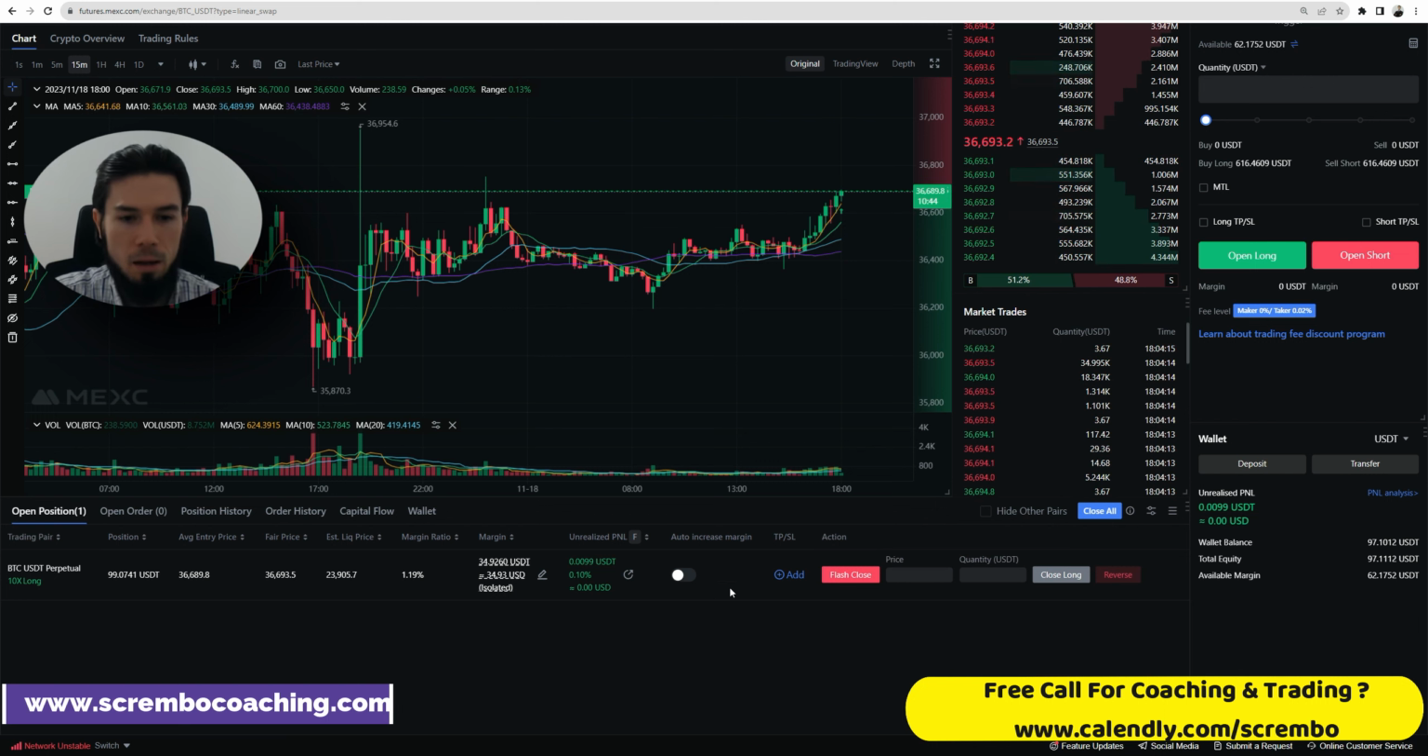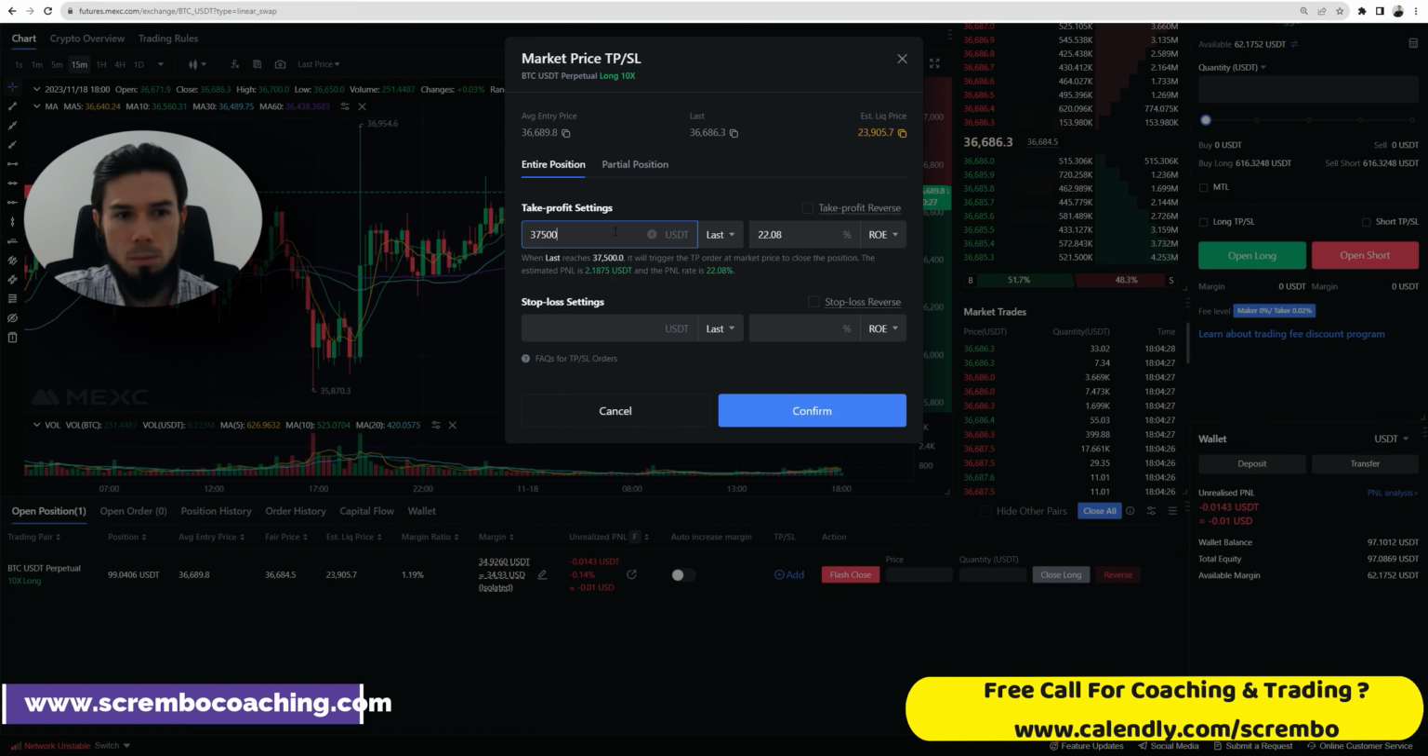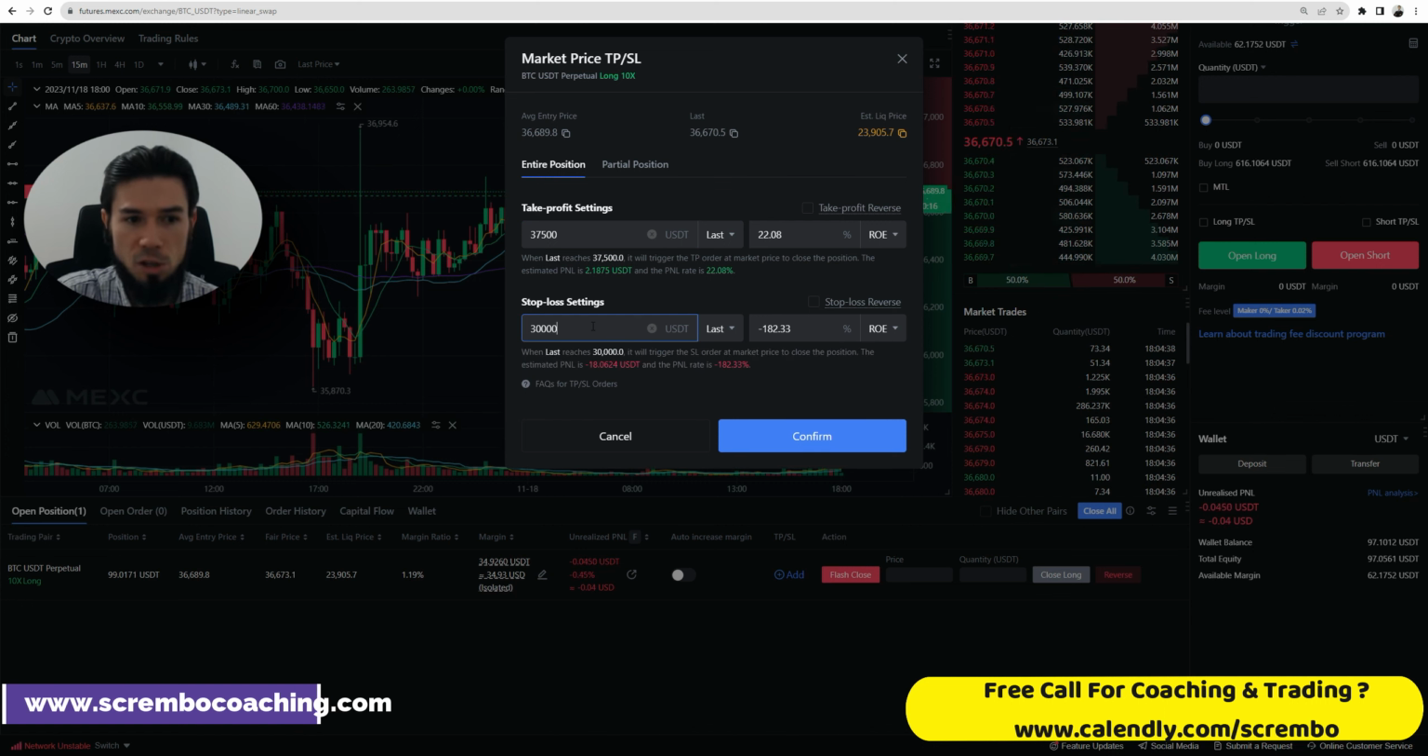Now, of course, you can add a take profit and stop loss from right there. This is something that you definitely need to know. Take profit settings, stop loss settings, very simple. You want to sell it at 37,500. It will be sold automatically. All the information is shared right below. There is a 22% profit on that, and you are going to have a P&L of $2. If I want to sell at 30 grand because it's sufficient for me, I'm going to lose $18 on this one, and this is pretty much all about it.